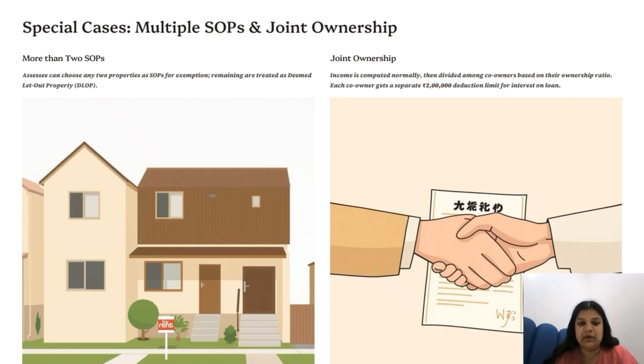Now this slide is about multiple SOPs and joint ownership. If an assessee owns more than two self-occupied houses, then they can choose any two as self-occupied. The remaining houses will be treated as deemed let-out properties. In case of joint ownership, the income from house property is first computed as usual and then divided among the co-owners according to their ownership share. Each co-owner gets a separate deduction limit of 2 lakh rupees for interest on housing loans.